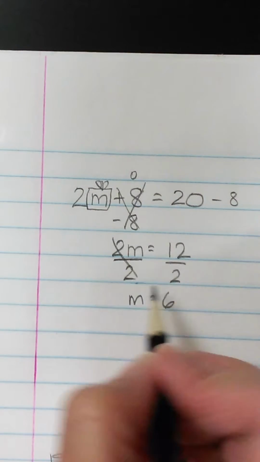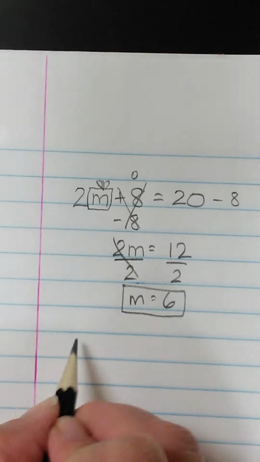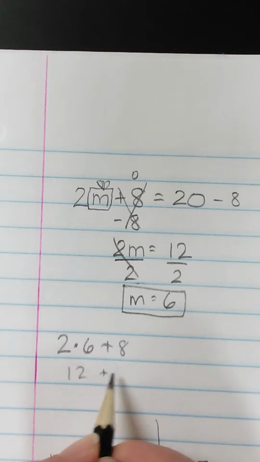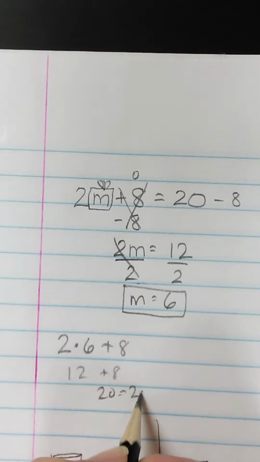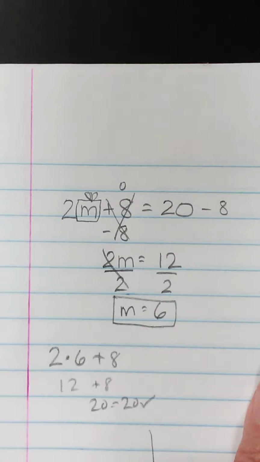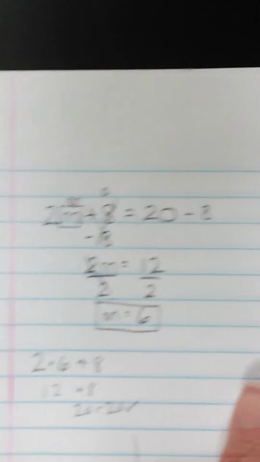And more important than ever is that checking process. So I'm going to do 2 times 6 plus 8. That's 12 plus 8, which is 20. So I know I'm right. Good. So 6 is the right answer. That's a straightforward kind of example.